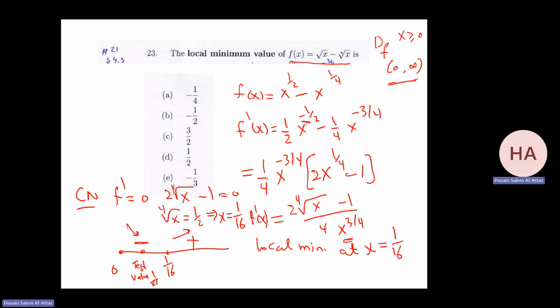Be careful that he wants the local minimum. He doesn't want at what x value, he wants it exactly. So we need to find the y value. It will be the square root of 1 over 16 minus the fourth root, which is 1 over 4 minus half, which is minus 1 over 4.